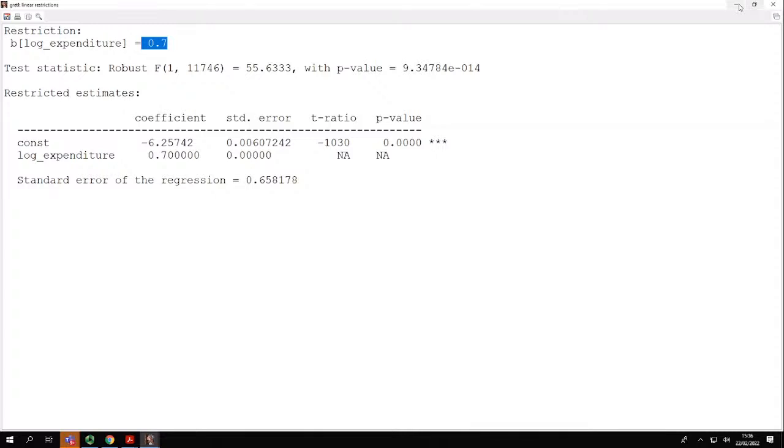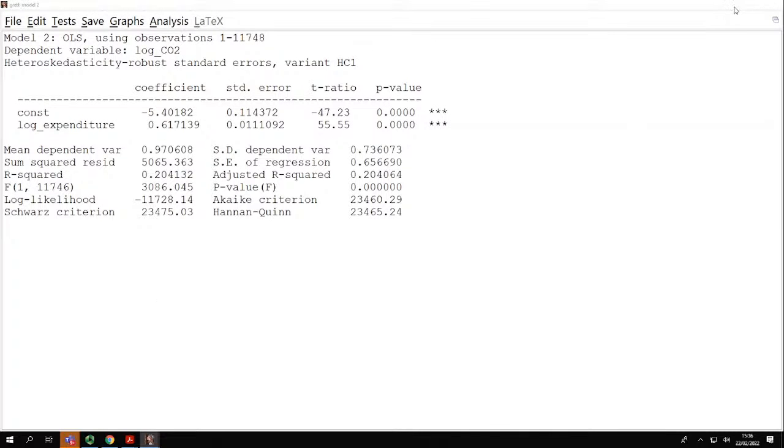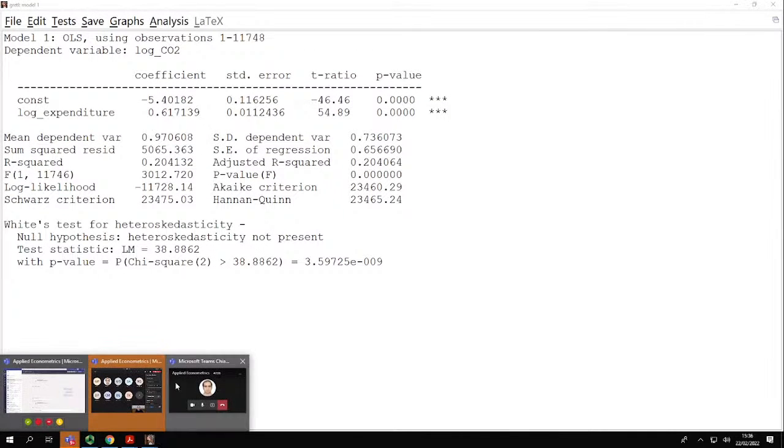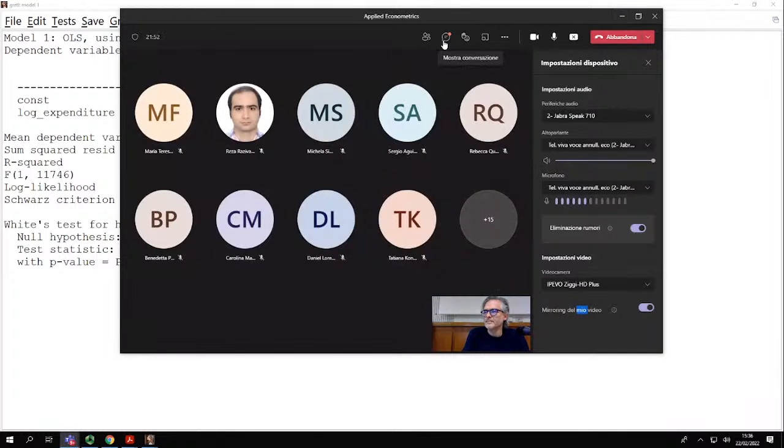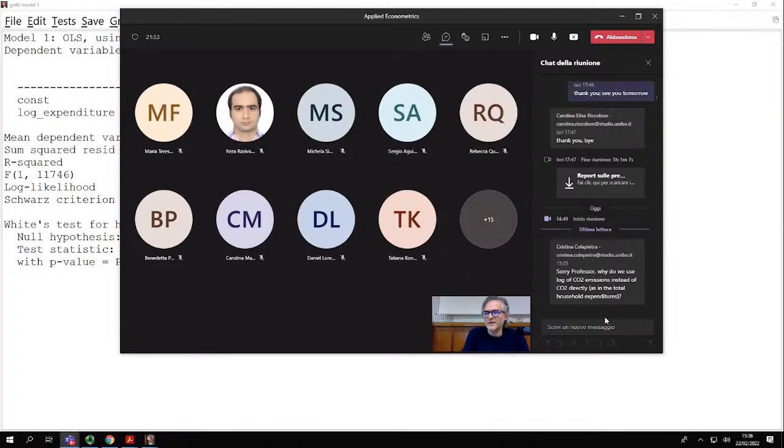Now, the purpose of our exercise today, there is some comment from the chat probably. Sorry, Professor, why do we use log of CO2 emission instead of CO2 directly, as in the total?